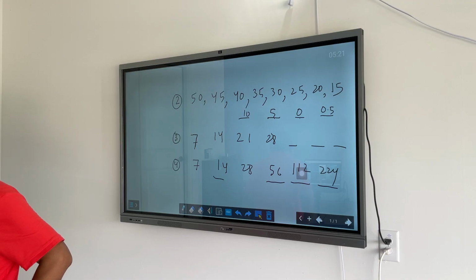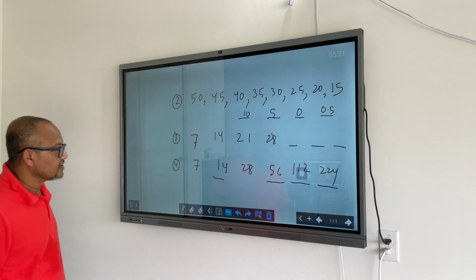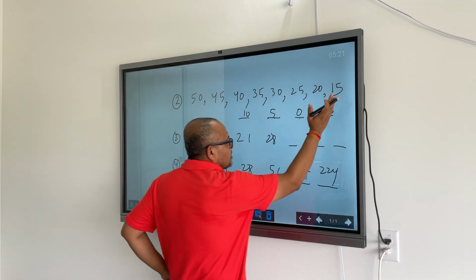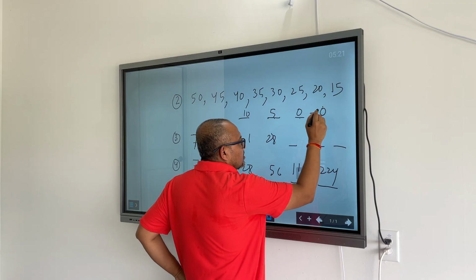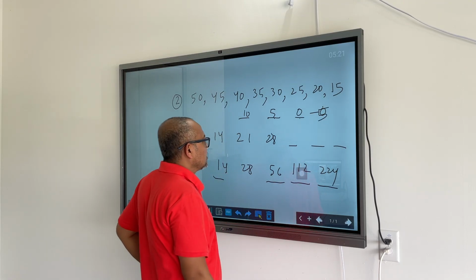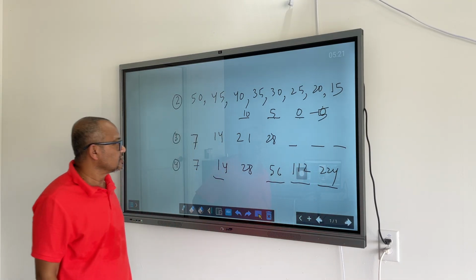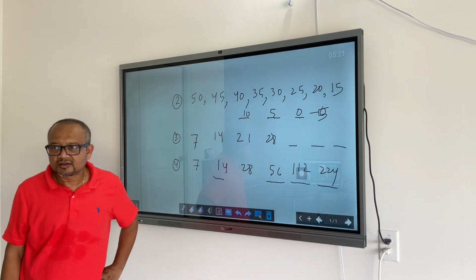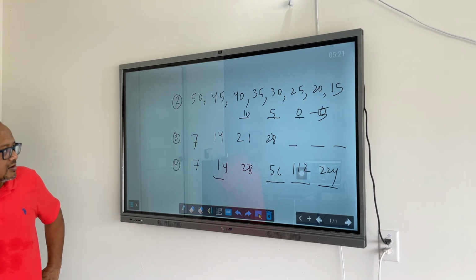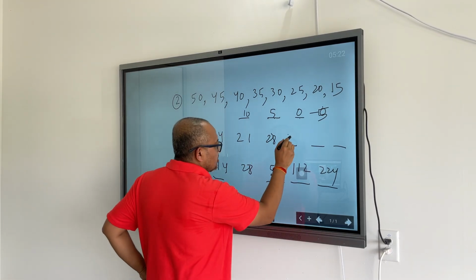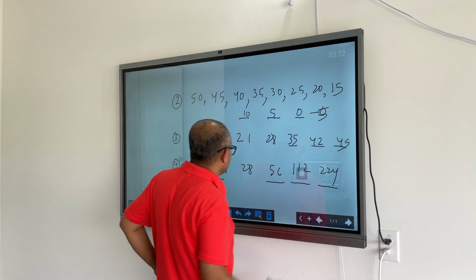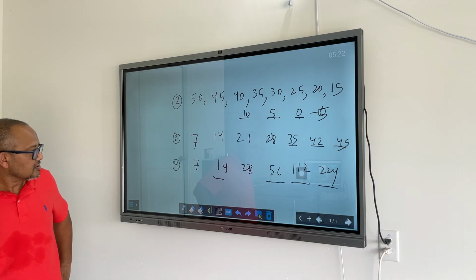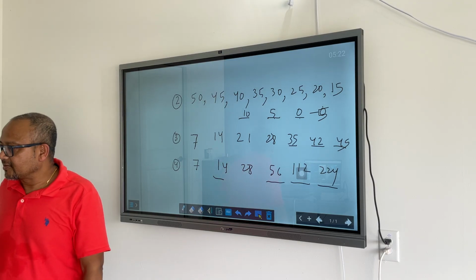For the first one, it would be -5, and then it would go 10, 5, 0, and then -5. For the second one, it would be +7, and then it would go 35, 42, and then 49. And then for the third one, it would be ×2.